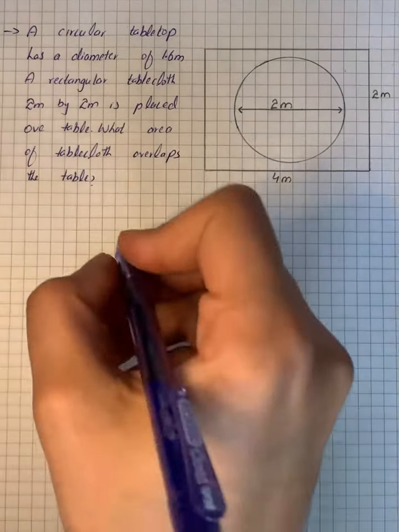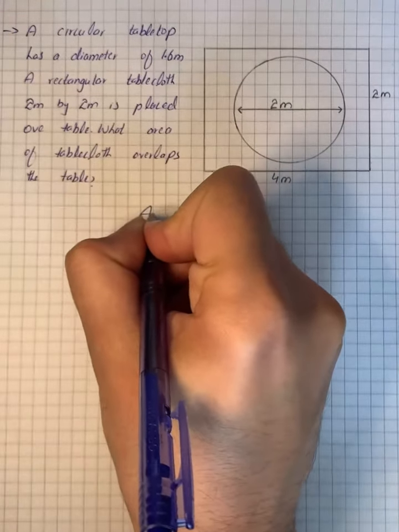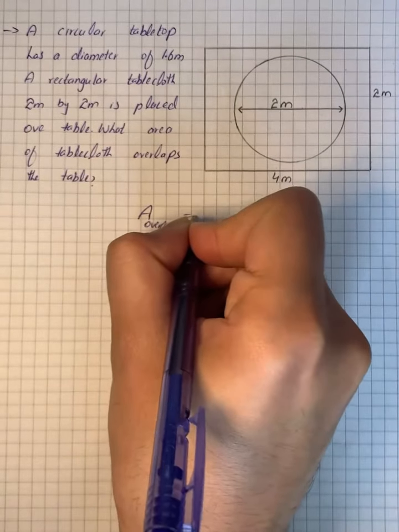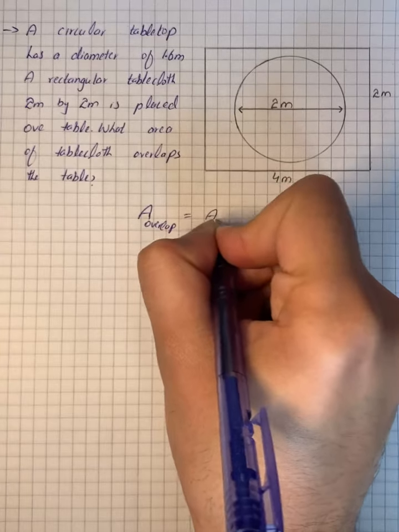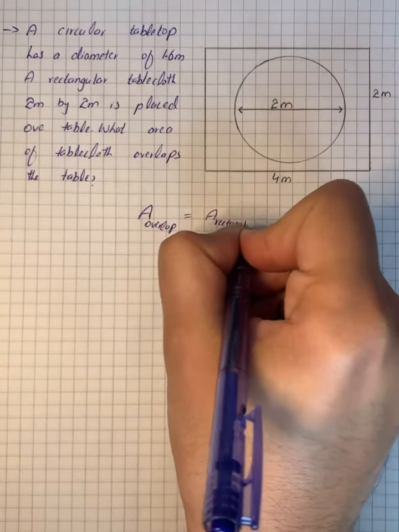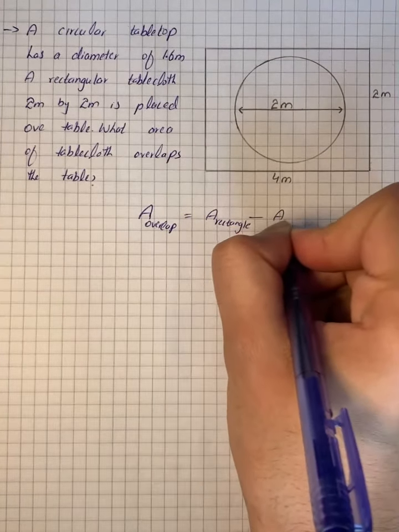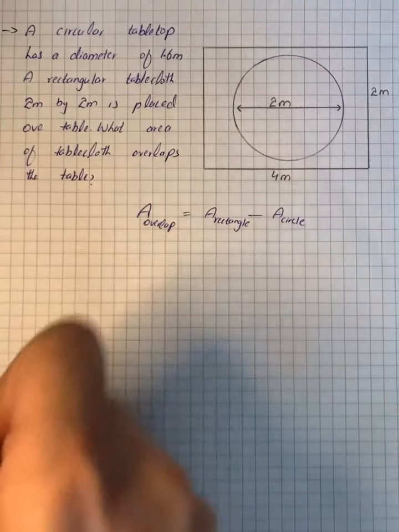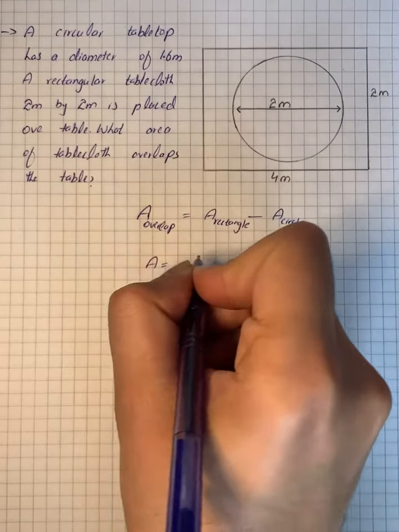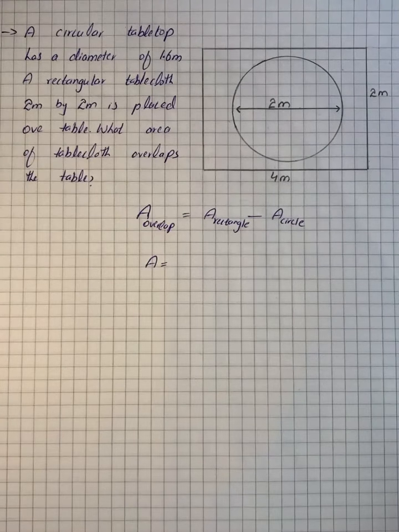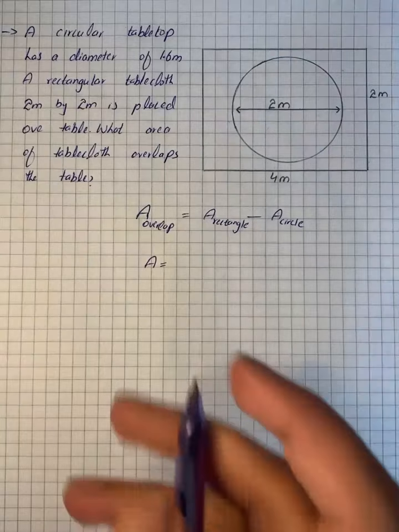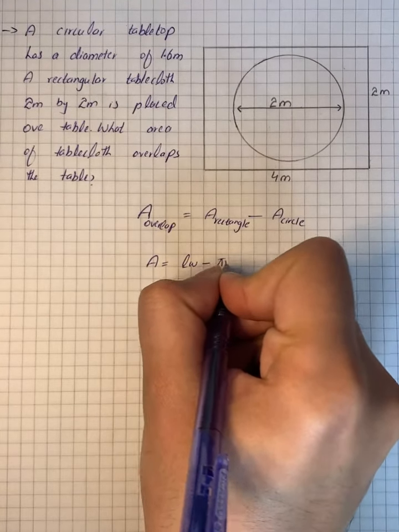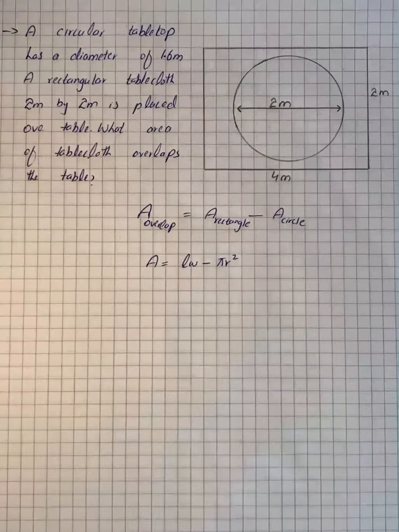of circular table. So we can write that area of overlapping is equal to area of rectangle minus area of circle, right? So we know that for area of rectangle, it is equal to length into width, minus pi r square, that is the area for a circle.